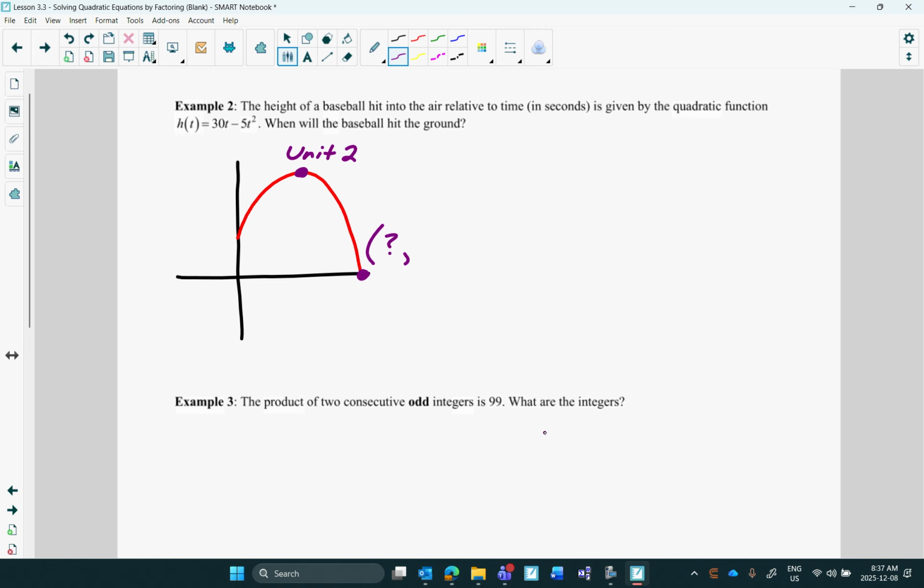Oh, sorry, this isn't a diver. This is baseball. I was getting all excited about a diver. Technically, it should be like that. Anyway, same idea. In the previous lesson, we were asked to find how high the baseball reaches and how long it took to reach that height. Now we're trying to find how long did it take for the baseball to hit the ground. Well, what's the height of the baseball when it hits the ground? 0.